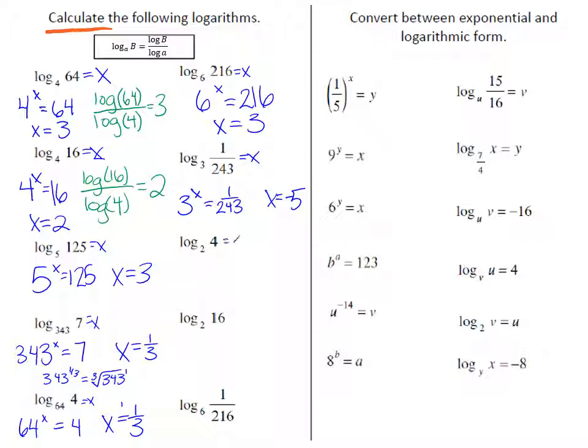All right, let's take a look at the next one. The base becomes the base. The answer becomes the exponent. What's remaining becomes my answer. And that's a quick one, 2 squared. The base becomes the base. The answer becomes the exponent. What's remaining becomes my answer. This one should be on our chart. In this case, 2 to the 4th.